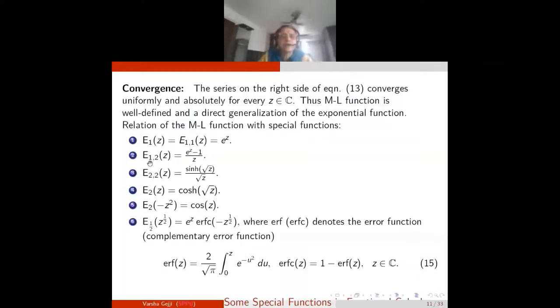Relation of Mittag-Leffler function with special functions, I have listed a few functions here. So E1 is nothing but E1 comma 1, which is nothing but e to the power z. E1 comma 2 is e to the power z minus 1 by z. E2 comma 2z. So you can check this list. E2 z is cos square root z. E2 minus z square. Then E half z to the power half is this error function, which is another special function.